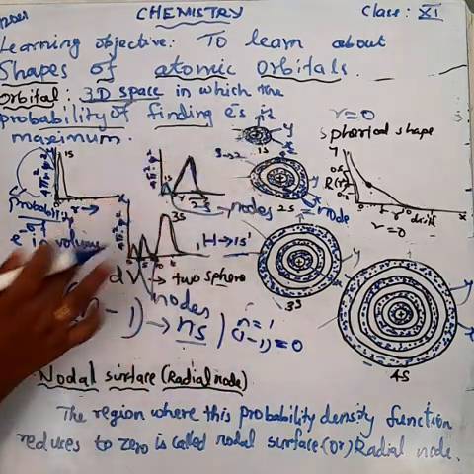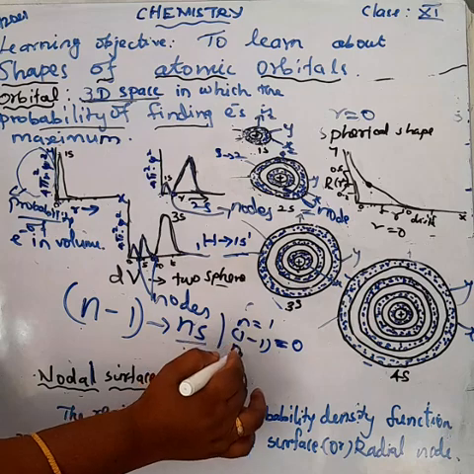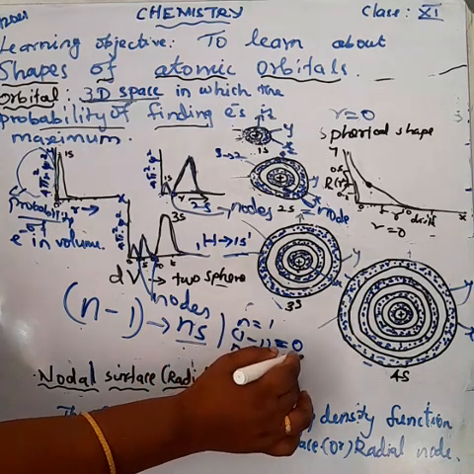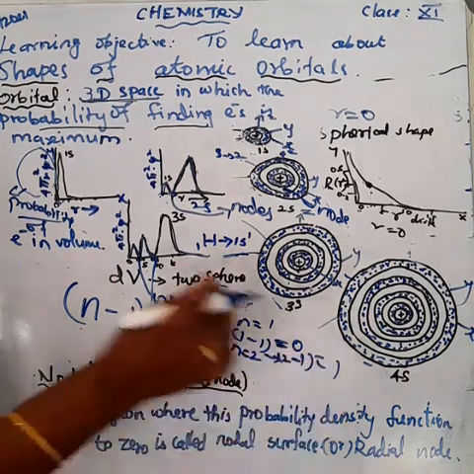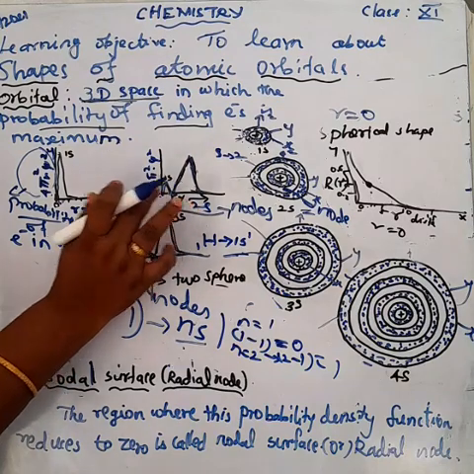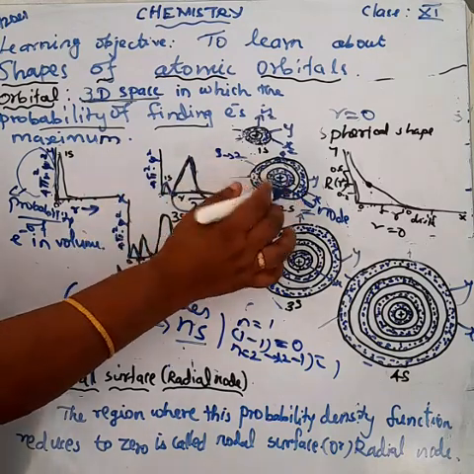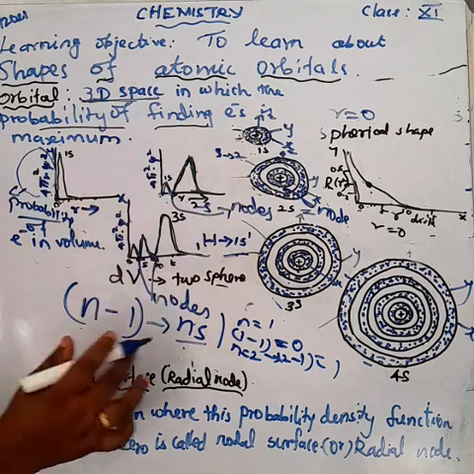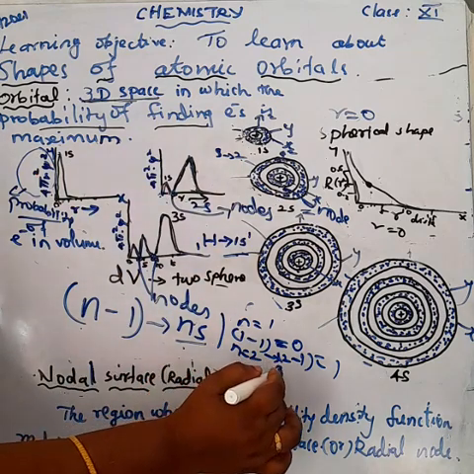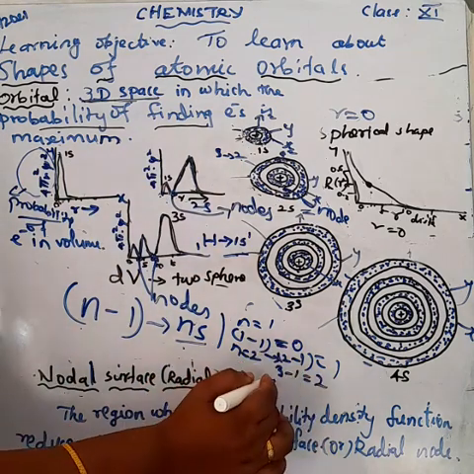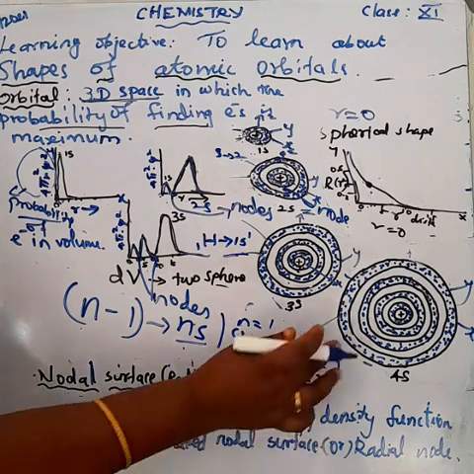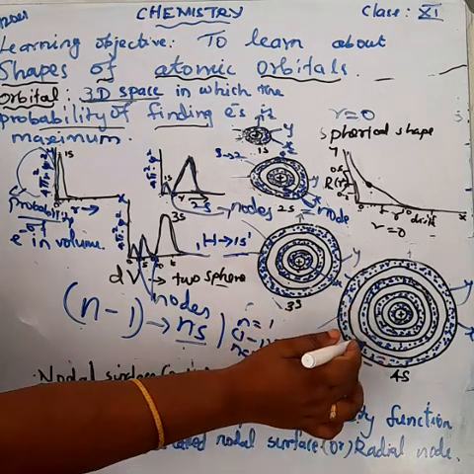Okay, when n is equal to 2, 2 minus 1 is equal to 1 node. Only 1 node. For the 2s orbital, only 1 node. For the 3s orbital, 3 minus 1 is equal to 2 nodes. For the 4s orbital, 4 minus 1 is equal to 3 nodes. Understood?